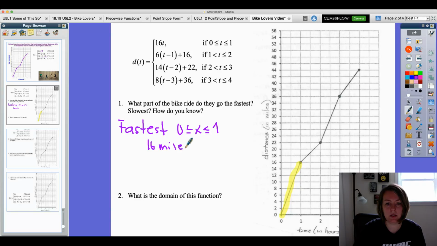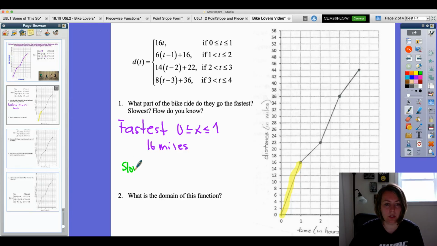Now my slowest would be either this part or this part right here. So if we're looking from the first hour till the second hour, we went up from 16 to 22. So that means we went up 6. Okay, let's see what happened from 3 to 4 hours. So that went up from 36 to 44. So that would be 8. So really, this part right here would be the slowest.